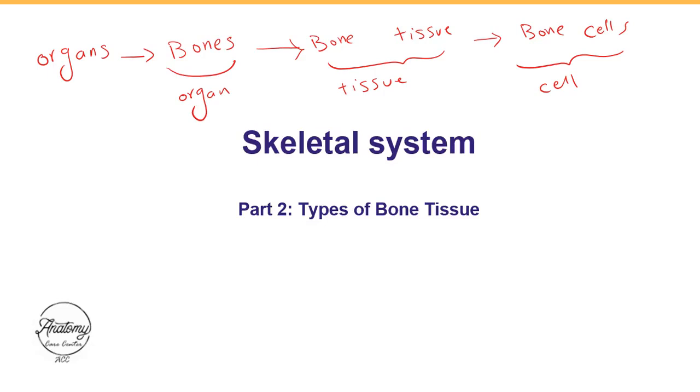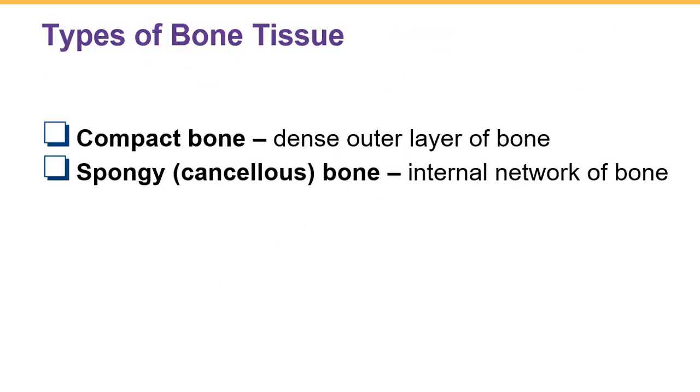We have two main types of bone tissue. We have compact bone, which, as the name is descriptive, is dense, solid, and very strong. And we have the spongy bone. Spongy bone, like a sponge, is porous and also lighter. So in this video, we're going to talk about these two types of tissue, compact bone and spongy bone.